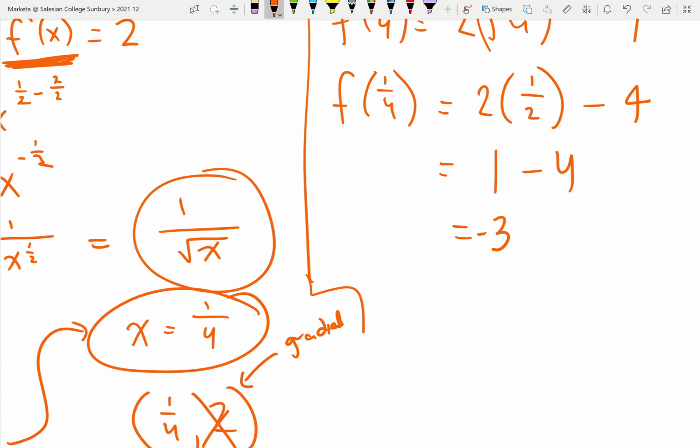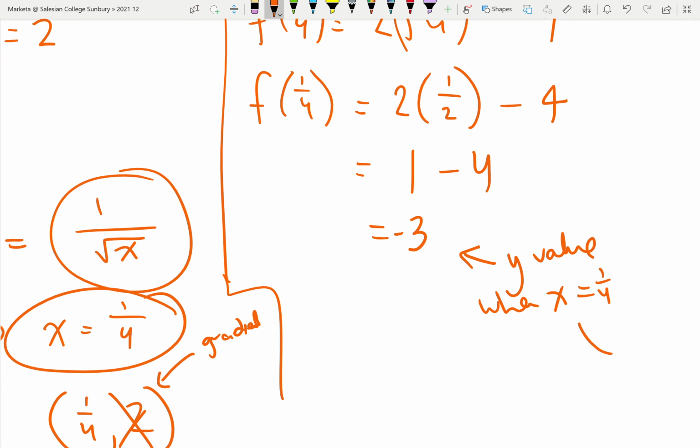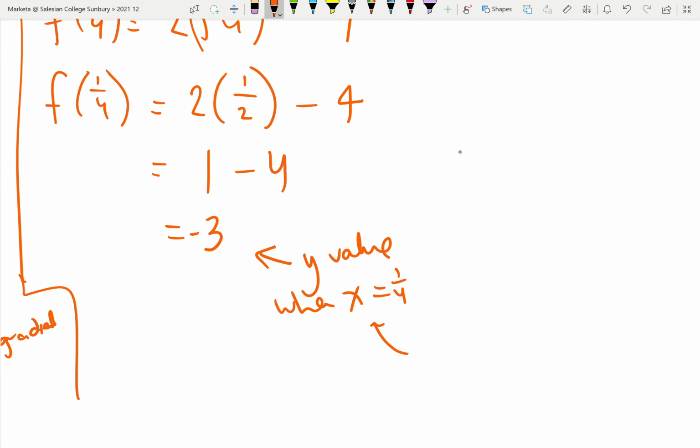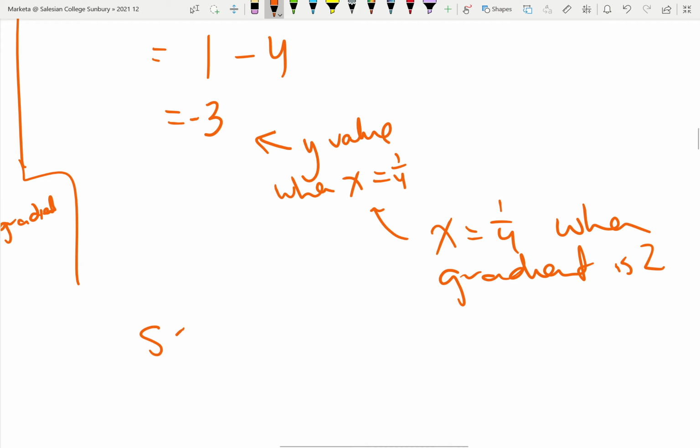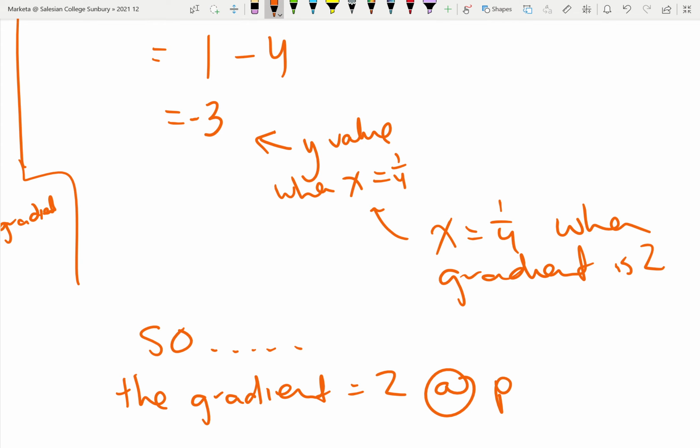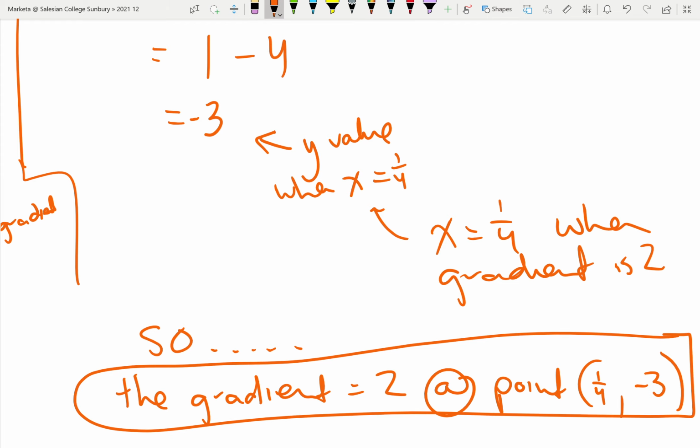So the point, this is the y value when x equals 1/4, and x equals 1/4 when the gradient is 2. So you don't need to write all this, I'm just doing it to show the understanding. So the gradient equals 2 at the point (1/4, -3). And that's our final answer.